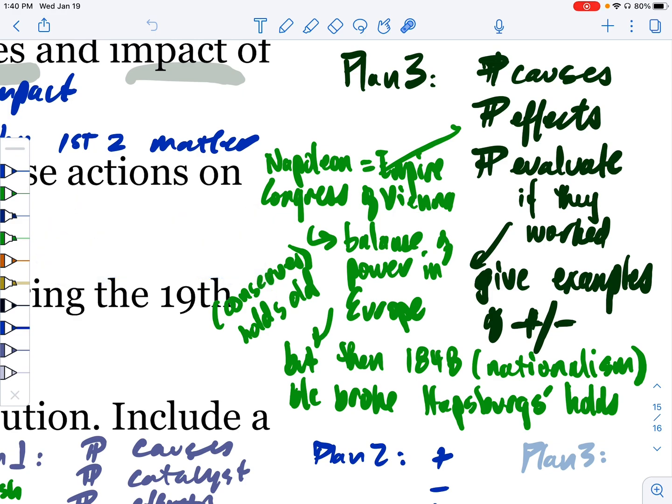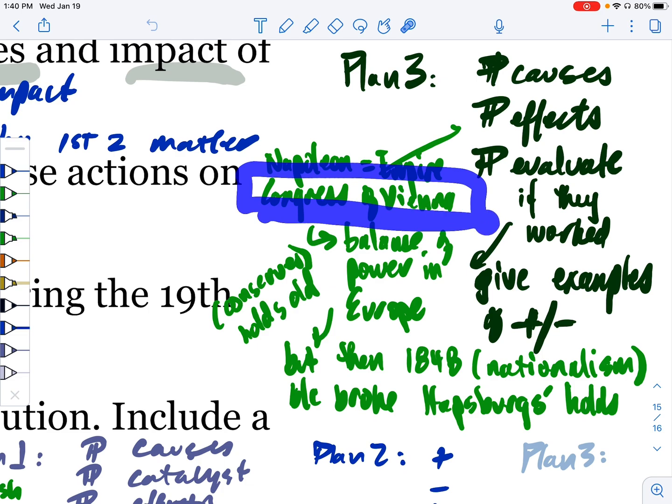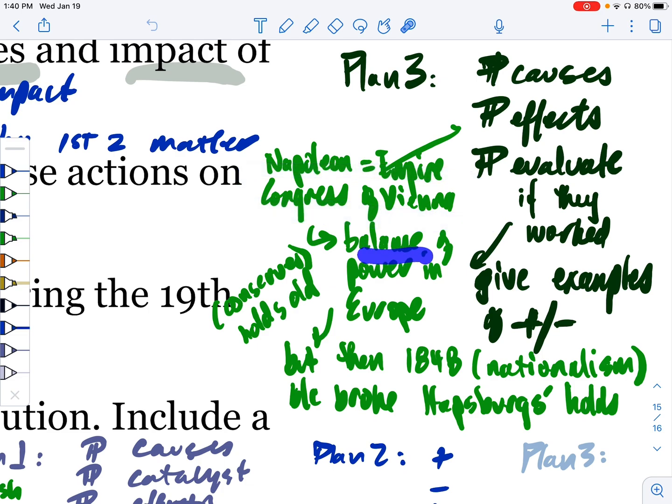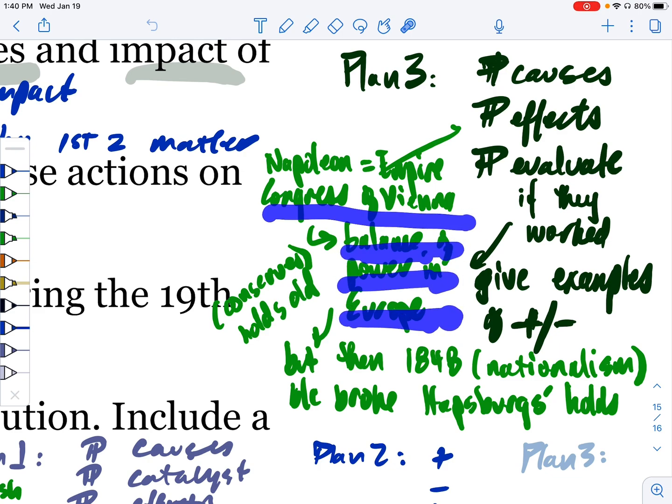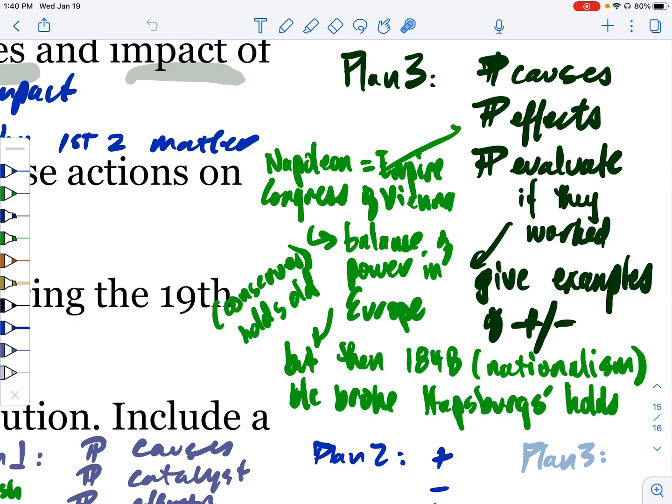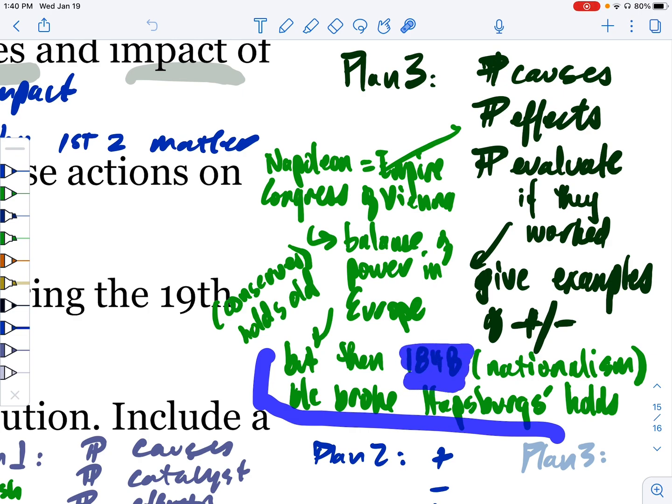Feudalism, right? Where the aristocrats have the power. They create the Congress of Vienna, in which they balanced power in Europe. That holds it together for a long time, right? But in the middle of the 1800s, 1848 being a key year, we see nationalism break out.